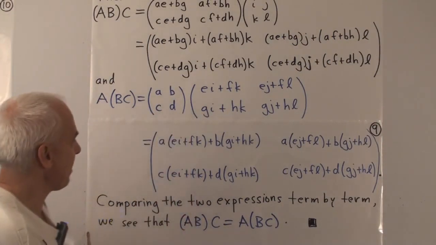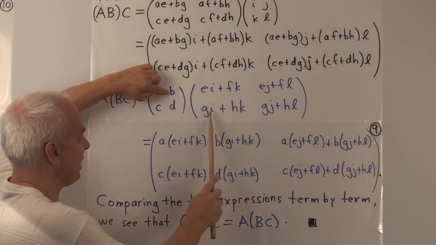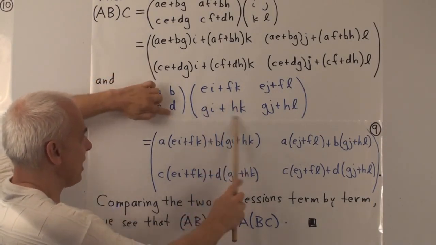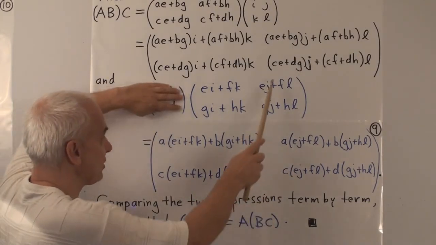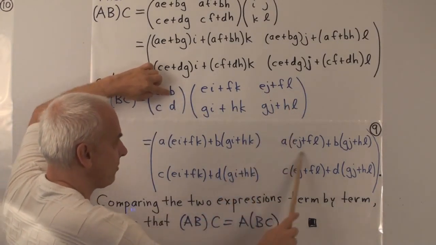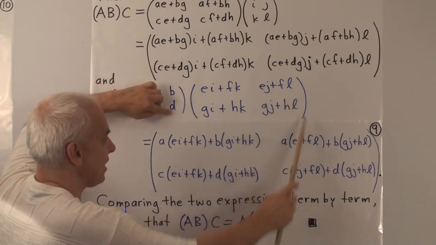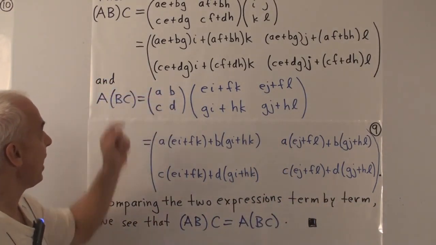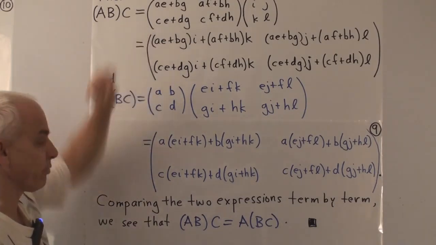The first column is obtained by taking this matrix times the first column: A times this plus B times this, and the second entry, C times this plus D times this. The second column is obtained by taking this matrix times the second column: A times this plus B times this, and below it, C times this plus D times this. So there's A times BC, and up here we had AB times C. Now we have to compare these two expressions.